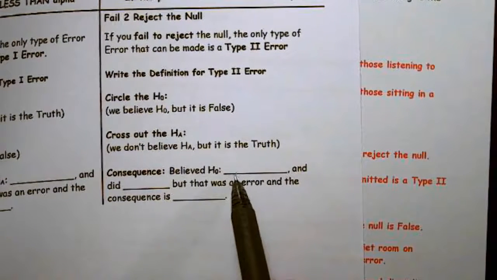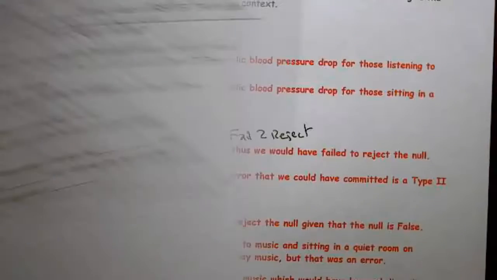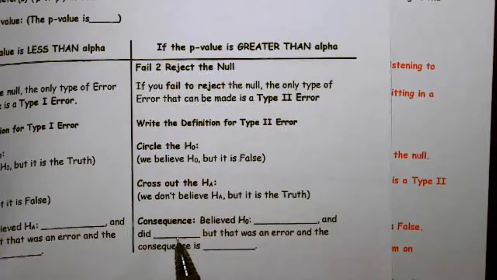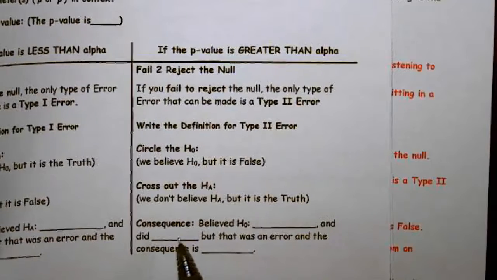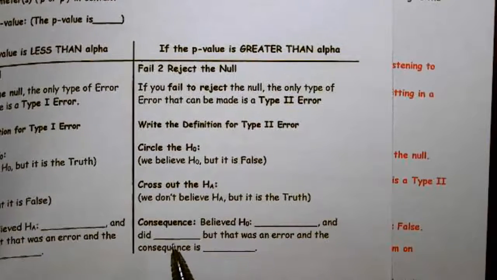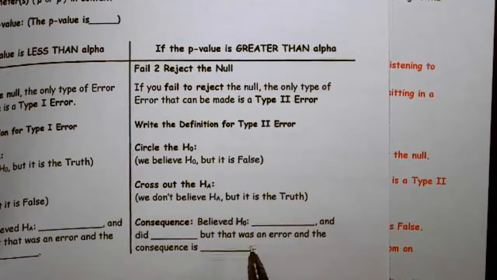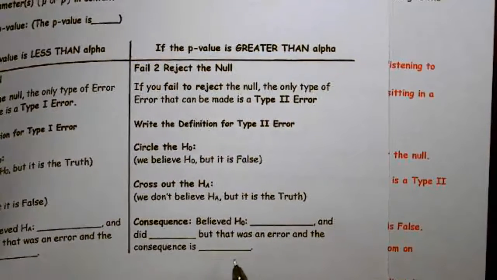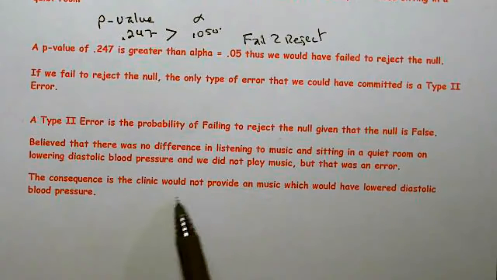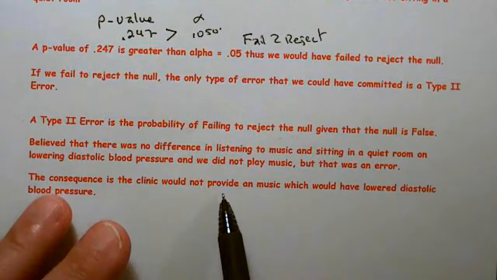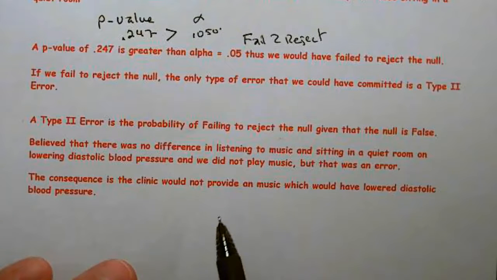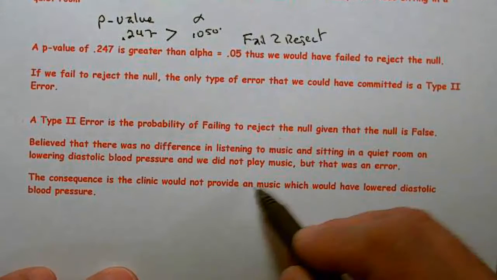All right. And as a result, what would you do? Well, if we believe they have equal effects, I'm not going to pay for the music. So, we did not play the music. But that was an error. And the consequence is the clinic would not provide music which would have lowered blood pressure.